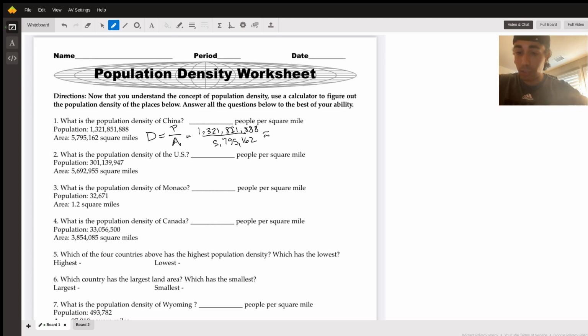All right, so I'm going to punch this into my calculator, see what we get. Divided by 5,795,162, and that comes out to about 228 people per square mile. So that would be your answer right here, 228 people per square mile.